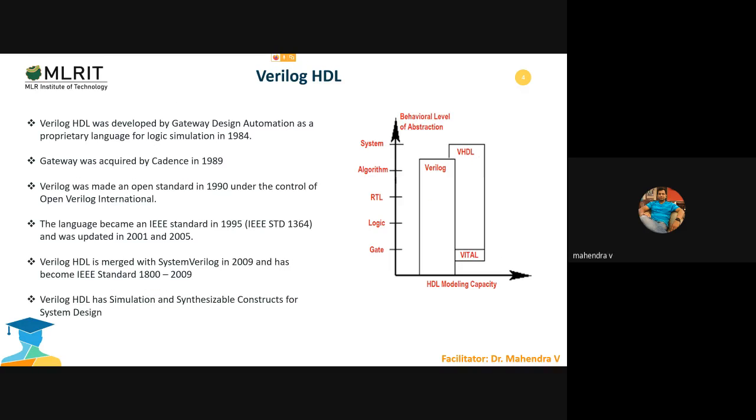Now, let us look into Verilog in depth. Originally, this Verilog HDL was developed by Gateway Design Automation in 1984, then acquired by the Cadence company. That's why in the previous slide I said this Verilog was introduced by Cadence, but it was developed by Gateway Design Automation, which later merged with Cadence. In 1990, they made it an open standard under the control of Open Verilog International.